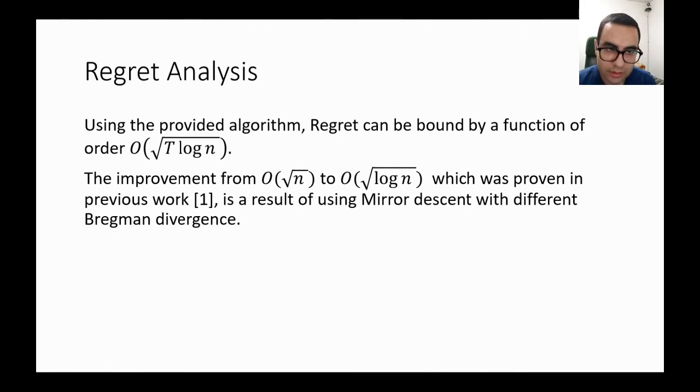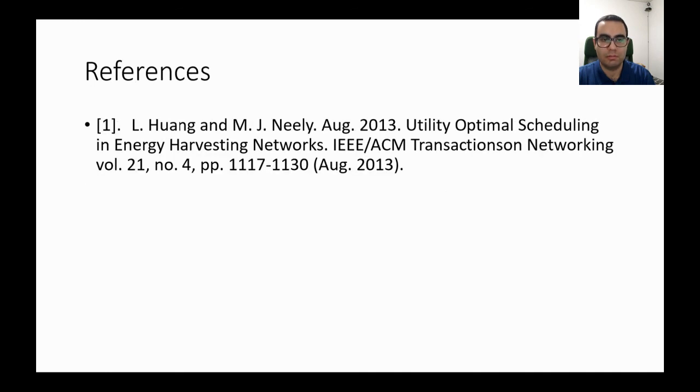Now, after regret analysis, which became possible by using the drift term, we proved in the paper that the regret can be bounded by a function of order square root of t log n. The improvement from square root n to square root log n comes from using mirror descent with negative entropy, Bregman divergence. The square root n was previously proven in our previous work with Michael Neely and his other student. Thank you, and you can look at the references at the end of the paper.